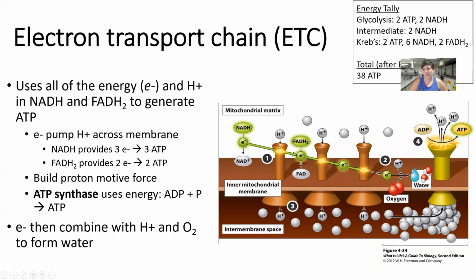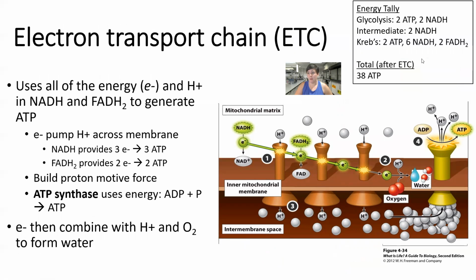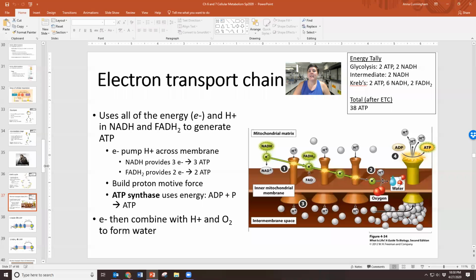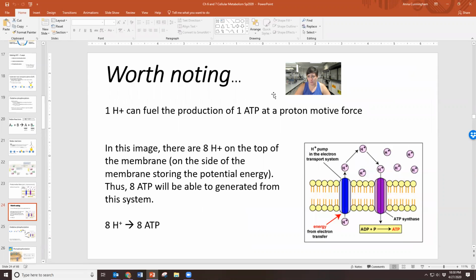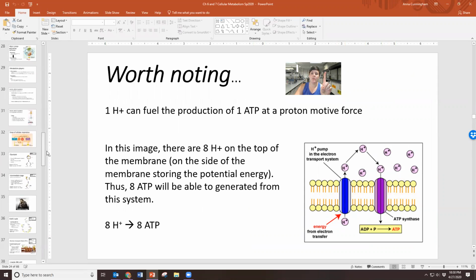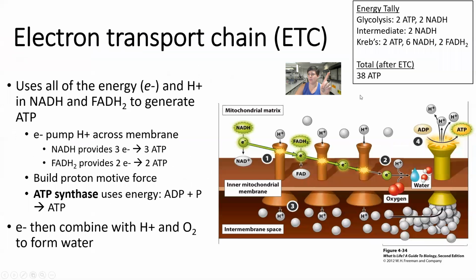Okay, so this is when it is important to remember the thing that I told you in the last lecture. And I'm actually going to go back to that slide to remind you that when it comes to an electron transport chain and a proton motive force, every one hydrogen pumped across a membrane equates to 1 ATP. All right, so 1 hydrogen pumped equals 1 ATP. Okay, so let's move back to our electron transport chain slide.